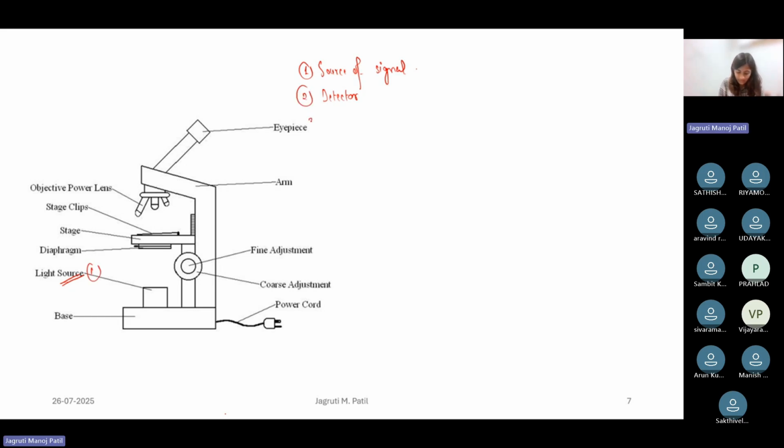Second is your detector. What's the detector in this case? Eyepiece. So your eyepiece is the second one. And what's the third one? The way of detection. Through which medium are we seeing it? Objective lens, exactly. Through this objective lens you're able to see it. You're transmitting light through this lens. So these are the three things of any microscopic imaging system: a source of signal, a detector through which you acquire it, and the way of detection.